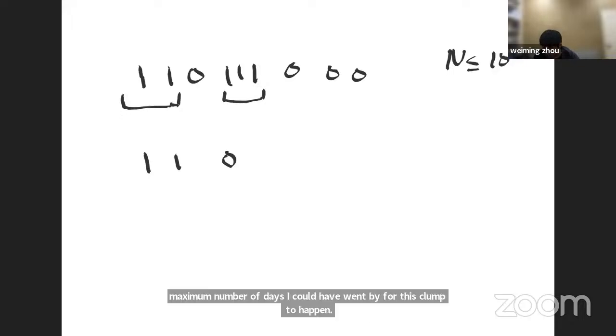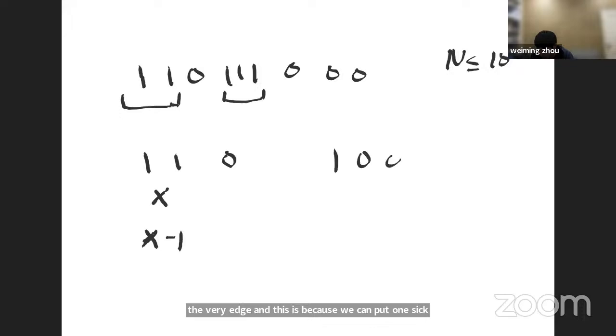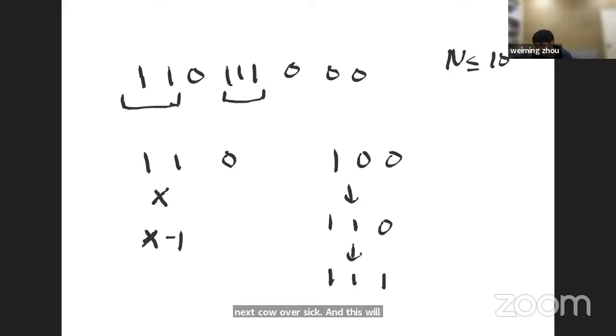Say the clump is of length x, then the number of days that would have had to pass is x minus 1. So this is if it's on the very edge. And this is because we can put one sick cow at the very edge initially, and then over time you'll continue to get the next cow over sick. And this will take a total of x minus 1 days.